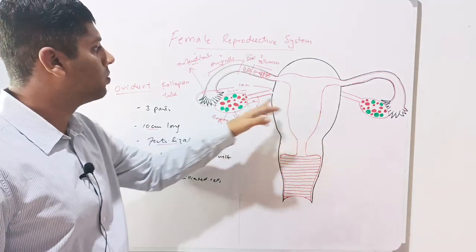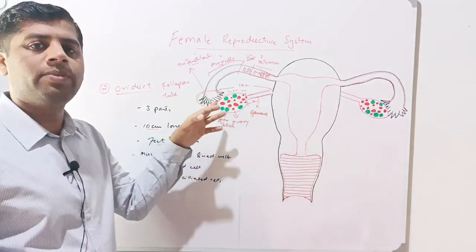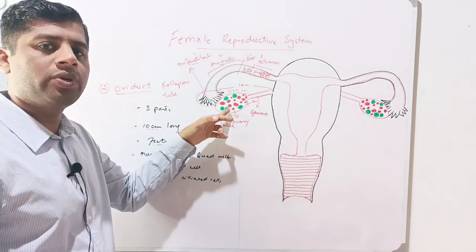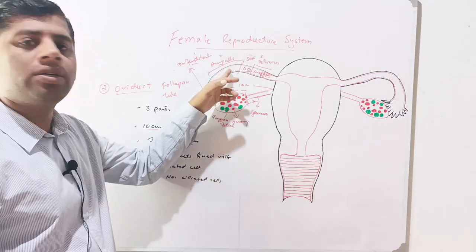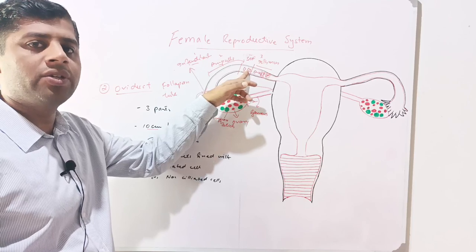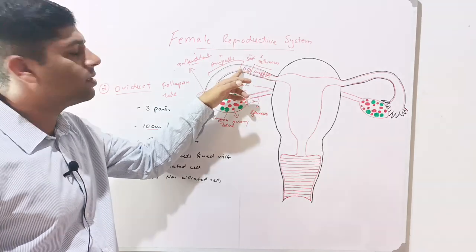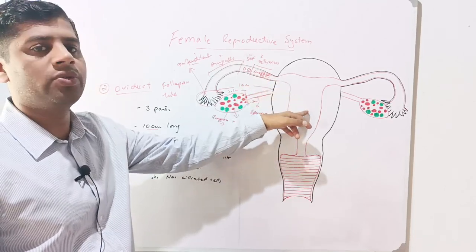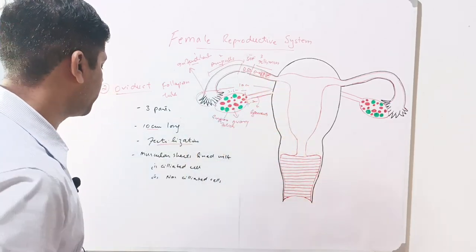So basically the oviduct has many functions. The first part of the oviduct catches the ova released from the ovary, then it carries the ova. At the site of fertilization, the ova is fertilized by the sperm. This zygote is mitotically divided into an embryo, and this embryo is carried towards the uterus. So this is the function of the oviduct.